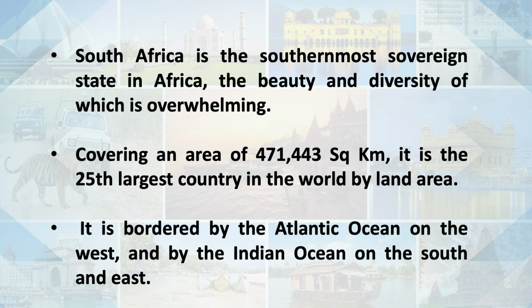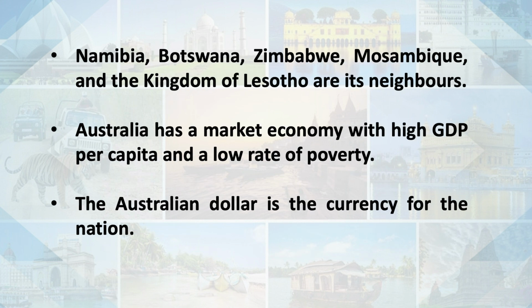So far as South Africa is concerned, it is the southernmost sovereign state of Africa, the beauty and diversity of which is overwhelming, covering an area of almost 471,443 square kilometers. It is the 25th largest country in the world by land area. It is bordered by the Atlantic Ocean on the west and by the Indian Ocean on the south and east. Namibia, Botswana, Zimbabwe, Mozambique, and the Kingdom of Lesotho are its neighbors.